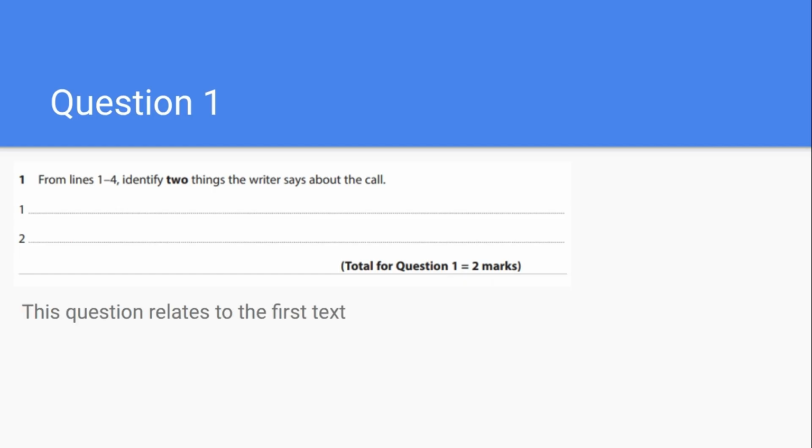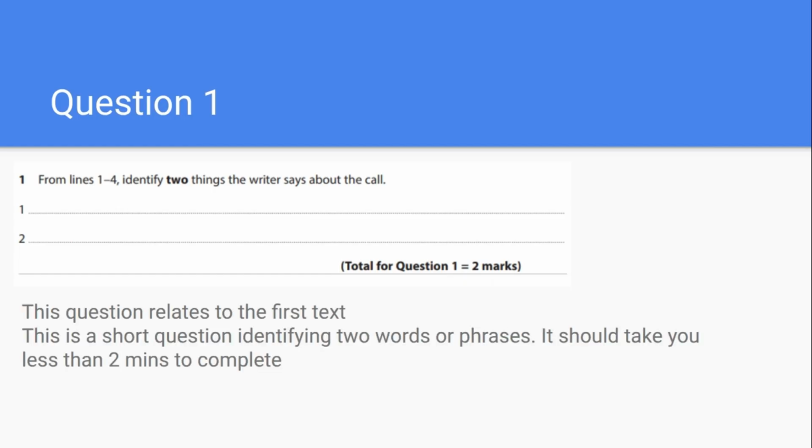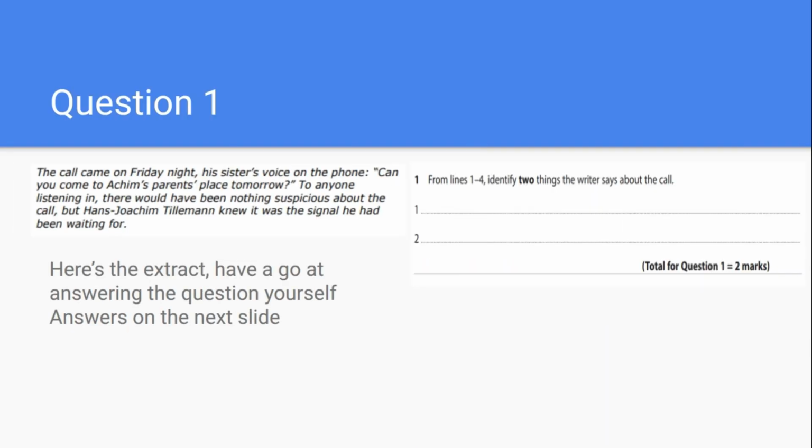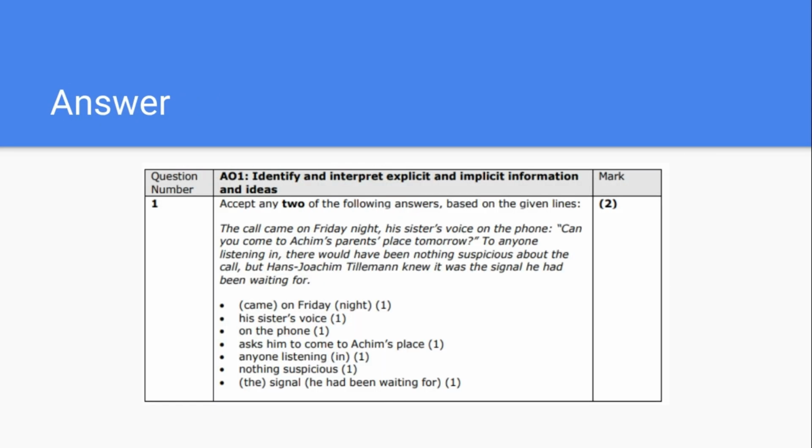So question 1. This question relates to the first text. This is a short question identifying two words or phrases. Should take you less than 2 minutes. So here's one, have a go, pause it, screenshot it, do what you need to do. Here's the answer. Have a look at the mark scheme. Again, screenshot it.